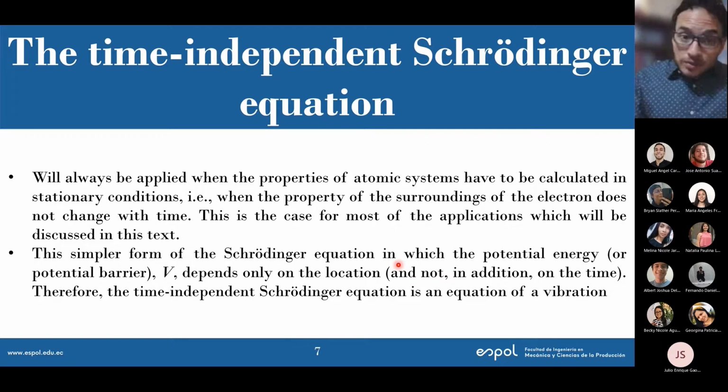And to be honest, in quantum mechanics, and this is why it's difficult to visualize, this is actually the case for most applications we'll study in this course. So that means electric properties, thermal properties, all of them have been developed through this condition, that the system is in stationary conditions. So that means the property of the surroundings of the electron doesn't change with time. And it's actually the case, again, for most properties we're going to study.